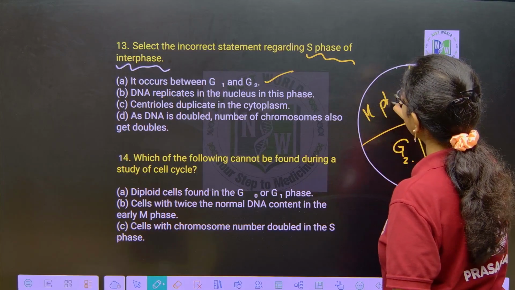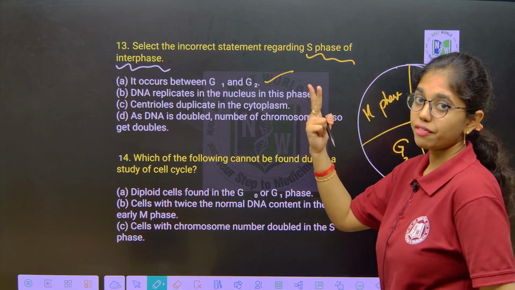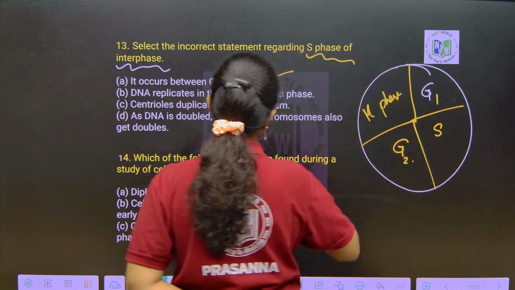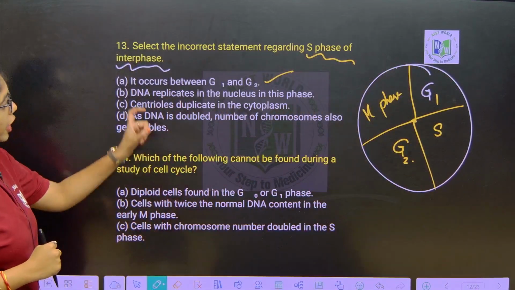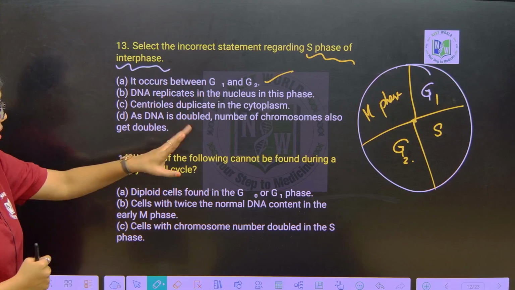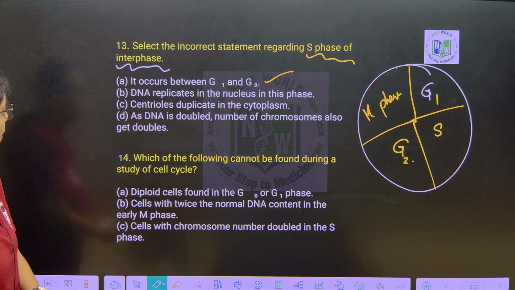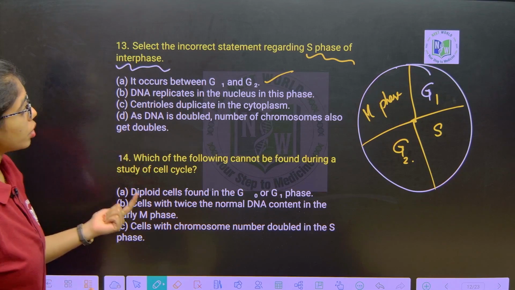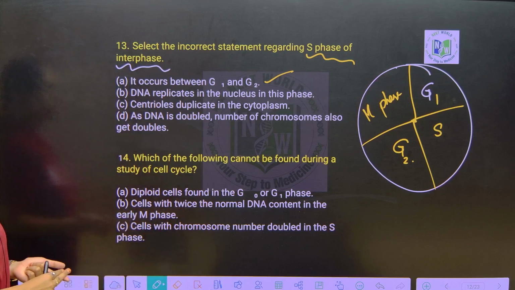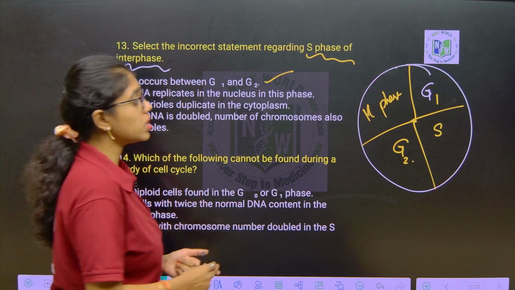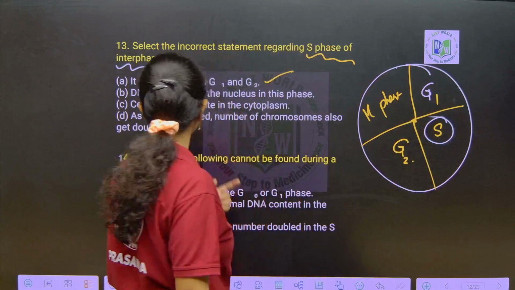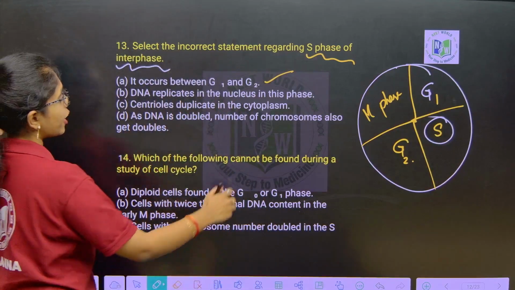M phase, which is divided into prophase, metaphase, anaphase and telophase. Here, S phase occurs between G1 and G2. DNA replication in the nucleus happens in this phase only, and then centriole duplication in the cytoplasm.